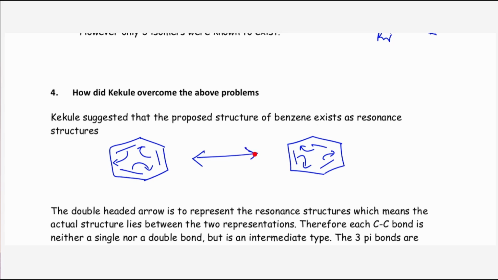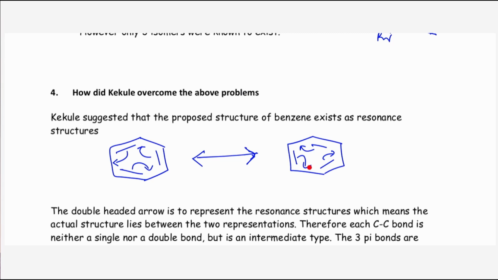Right, so you can use this double-headed arrow here. Double-headed arrows represent the resonance structures. Resonance structures mean canonical structures. They are the same structure but in different orientations. They are not isomers, but they are different orientations. Benzene can exist this way or the other way.